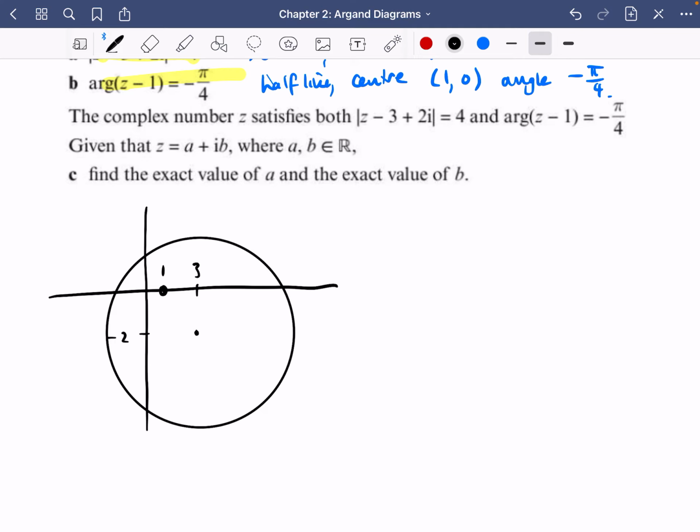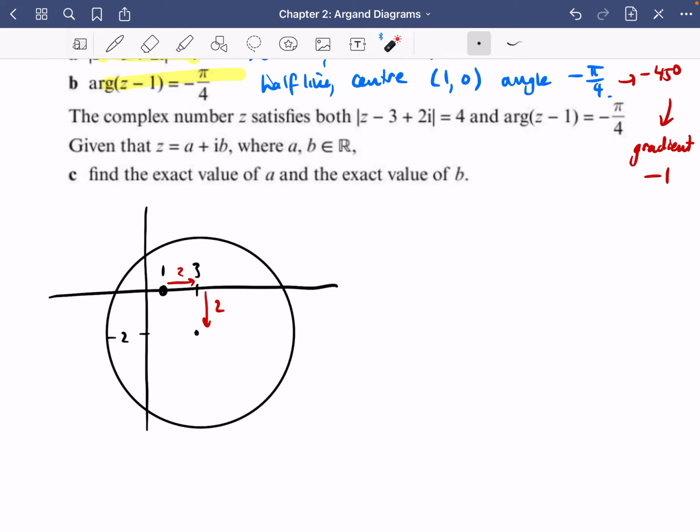Now this is the really, really tricky part, but I'm hoping that you might be able to spot. A minus pi over 4 is minus 45 degrees, and that gradient is minus 1. Now minus 1 has a special property, right? Every time you move 1 across, you're moving 1 down. So look what's happening here. As you're moving between the 1 and the 3, you're moving 2 across, and you're moving 2 down.